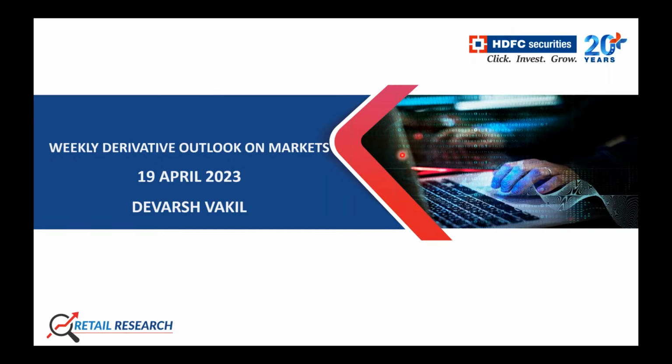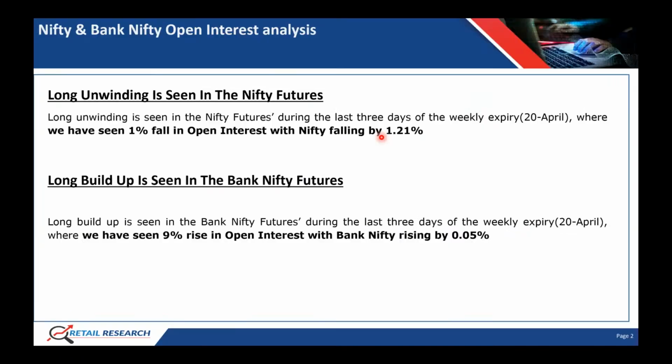So let's jump straight into the content. As Tarang mentioned, we were cautious on the market and we had given a view that it is likely to find resistance in the near term. That is exactly what has happened. Now we see lackluster movement in this expiry. Nifty open interest has gone down by 1% and Nifty is more or less stagnant, while long buildup is seen on the Bank Nifty side.